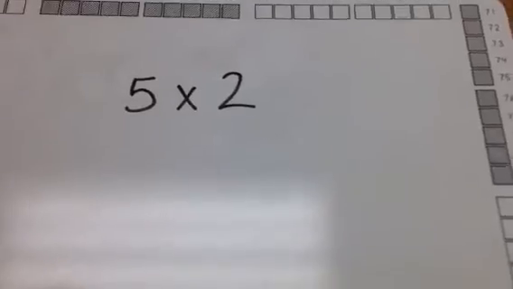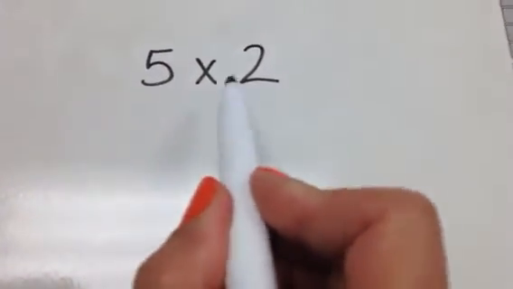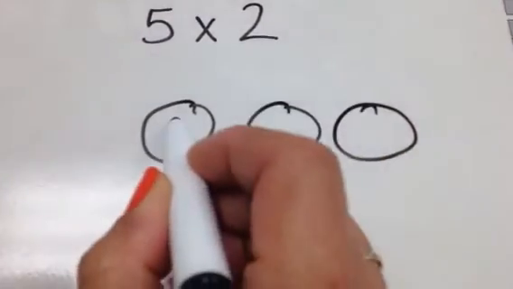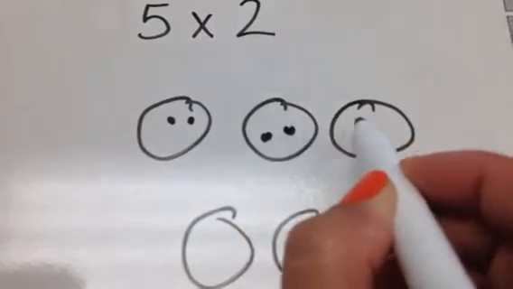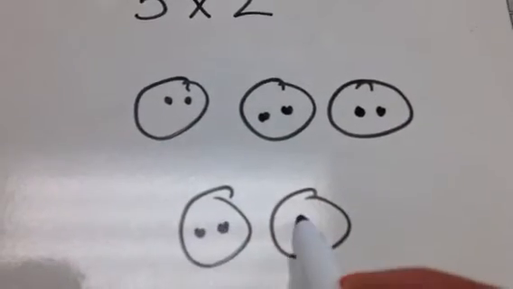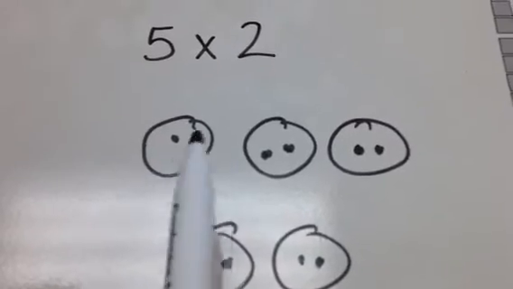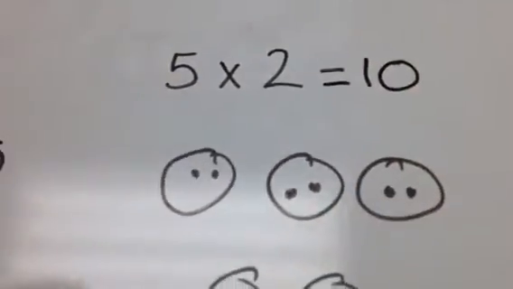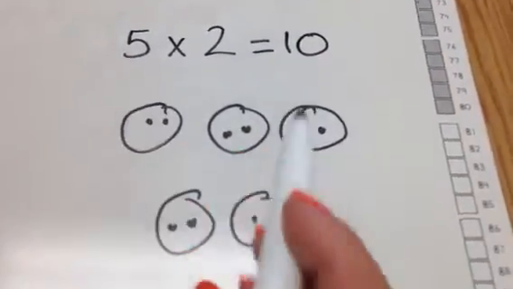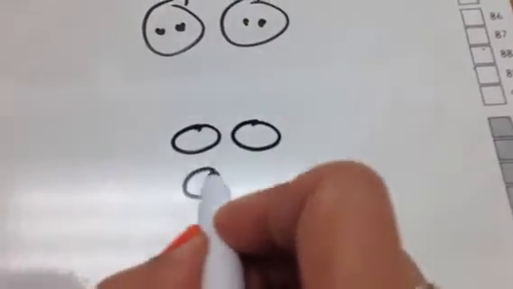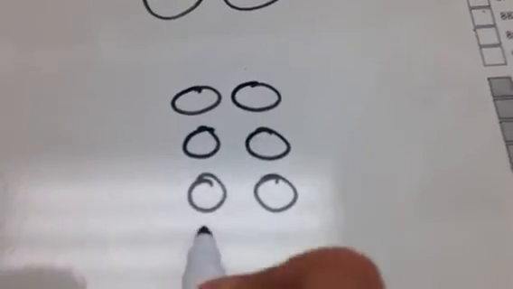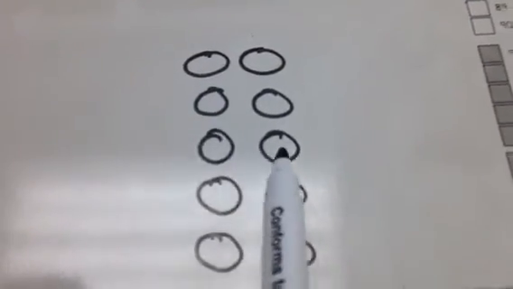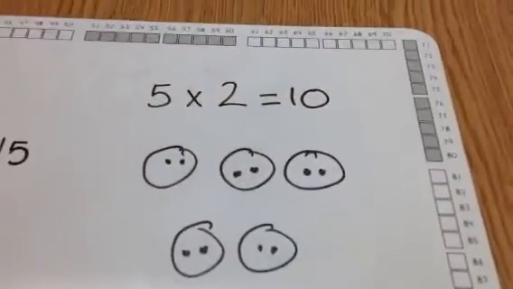One last problem. 5 times 2. 5 groups of 2. 1, 2, 3, 4, 5. 2 in each. And then I count by 2s. 2, 4, 6, 8, 10. 5 times 2 equals 10. And lastly, I do an array. 5 rows of 2. 1, 2, 3, 4, 5 rows of 2. 2, 4, 6, 8, 10. I get the same answer.